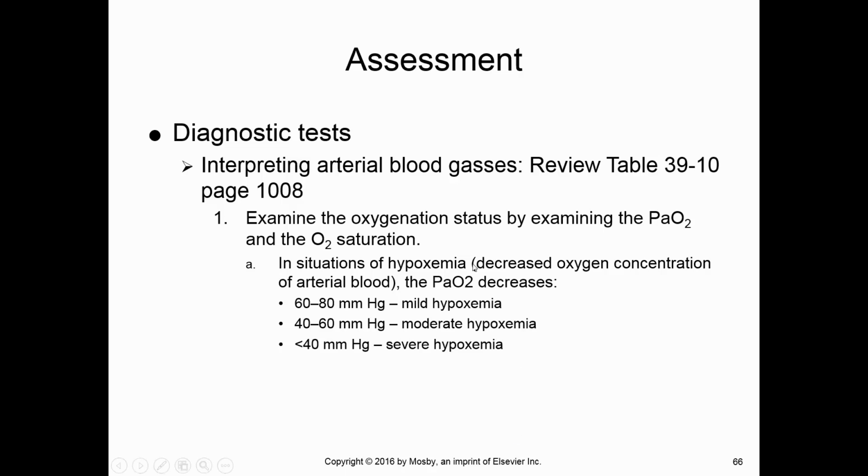Now, the only thing we didn't talk about is your PO2. The normal PO2, remember, is 80 to 100. If you're below 80, then you know you're hypoxic in some way, shape, or form. But how hypoxic are you? They've put it in different levels. If you're 60 to 80, you're mild. If you're 40 to 60, you're moderate. And if you're less than 40, you're severe. You have severe hypoxemia. Remember, PO2 is measuring the O2 in the blood, so it's going to be hypoxemia, low oxygen in the blood.